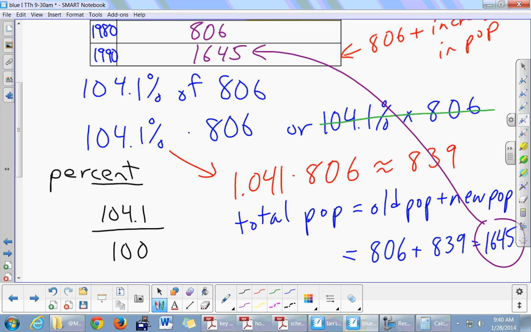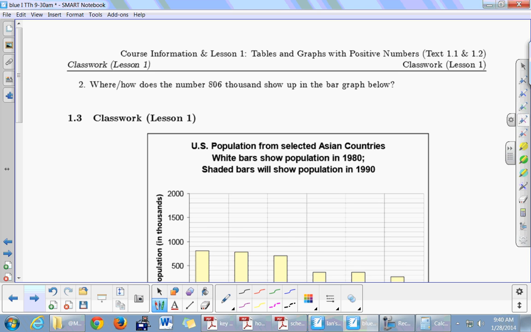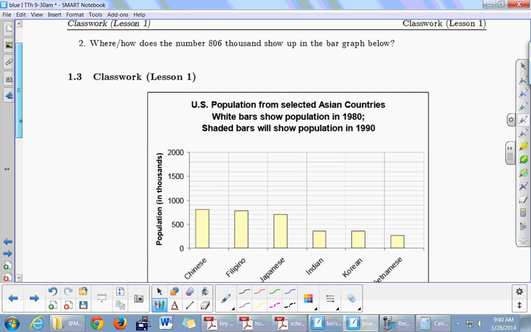All right, if you go to the next page, you will see our first bar graph. So what I'd like you guys to do is introduce yourself to the people sitting around you, and then see how much of this page you guys can do. Go ahead.